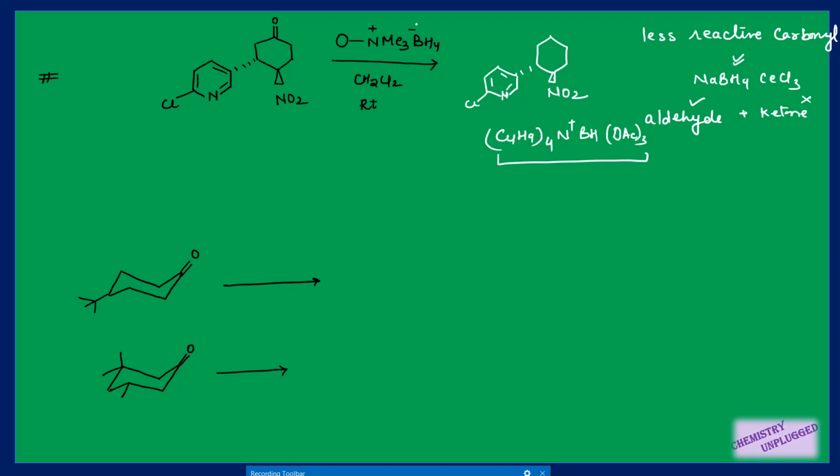So incoming group, that is hydride, will attack from the side which is less hindered, means it will come above the plane and OH will go below the plane. This concept will be more clear if you consider this 6-membered ring in chair form, right? So suppose I am using here lithium aluminum hydride. This lithium aluminum hydride or sodium borohydride will provide us hydride, right?